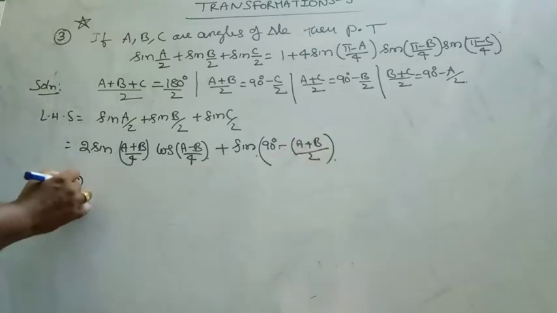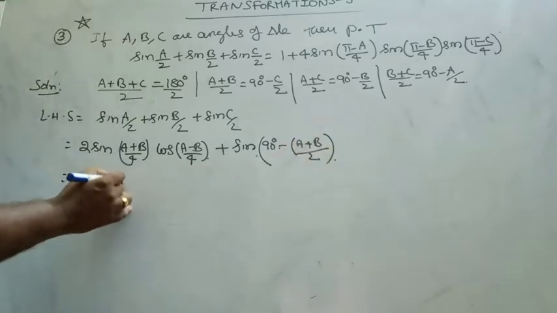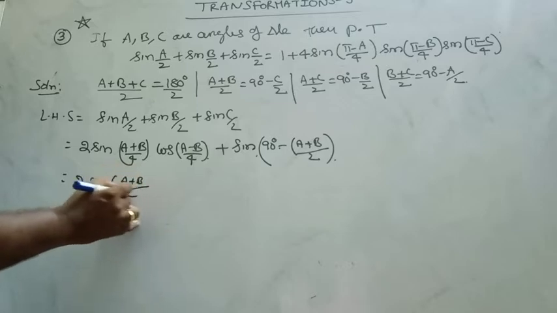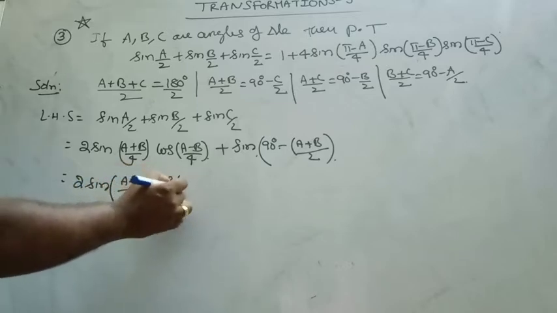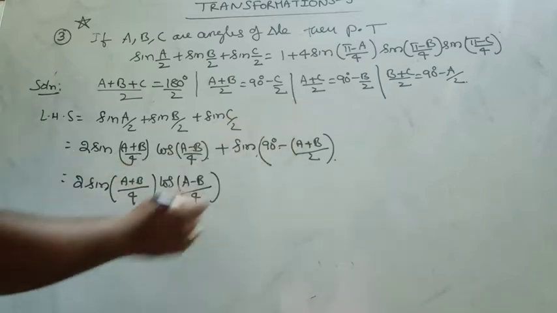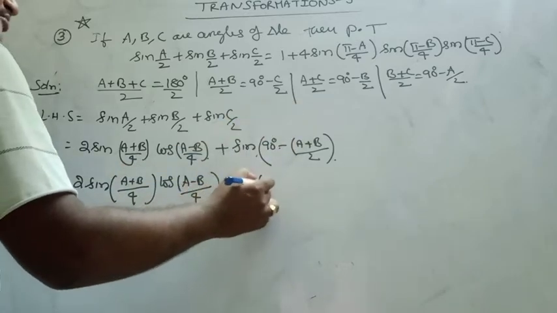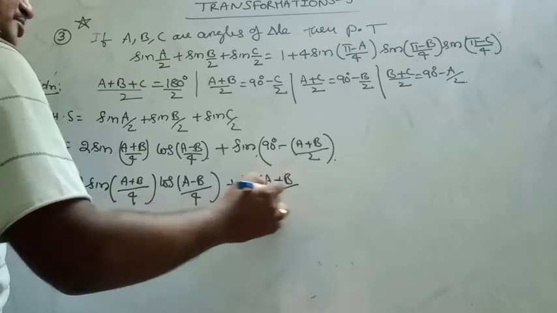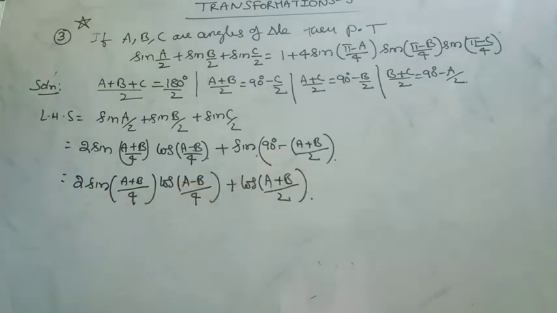And of course, this is now 2 sin((A+B)/4) into cos((A−B)/4). Sin(90° − θ) is cos θ. Therefore, you will be getting cos((A+B)/2), like this, right? Wonderful. Cos((A+B)/2), okay? We have got that.